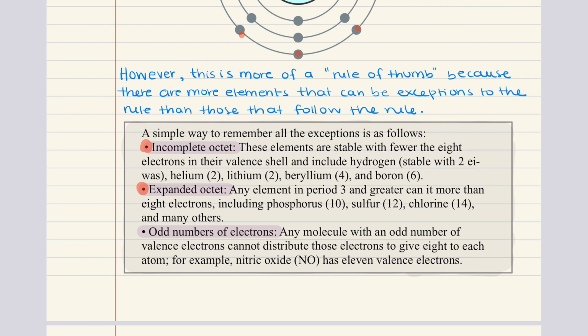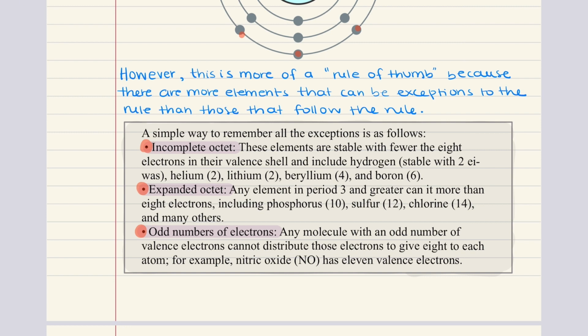Now, why can these elements do that? These elements have empty d orbitals in their valence shell, and that allows the atoms to accommodate more than 8 electrons. The last and final rule deals with an odd number of electrons. Any molecule with an odd number of valence electrons cannot distribute those electrons to give 8 to each atom. So for example, nitric oxide has 11 valence electrons, so it makes sense that it cannot distribute those electrons to give each atom 8.